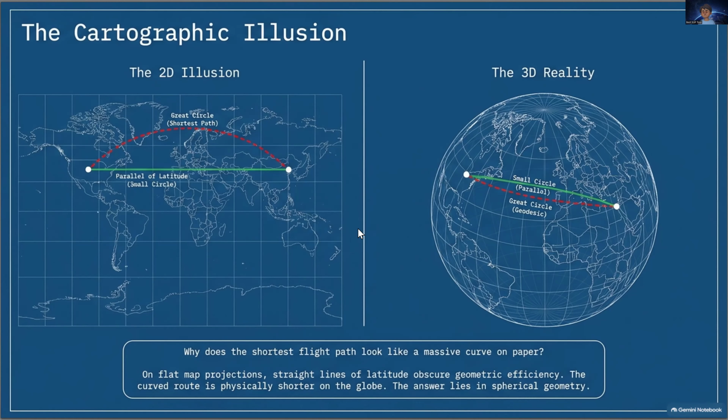Why does the shortest flight path look like a massive curve on paper? On a plane map projection, the straight line and the lateral direction look different. The curve of the route is physically shown on the globe, which visualizes the spherical geometry.